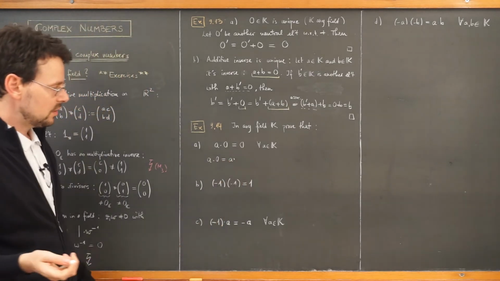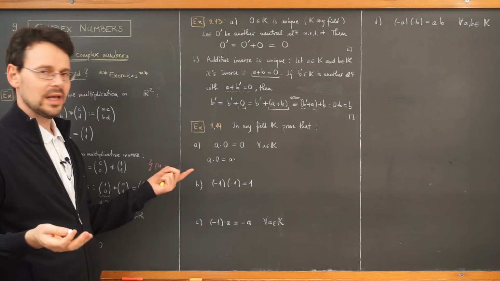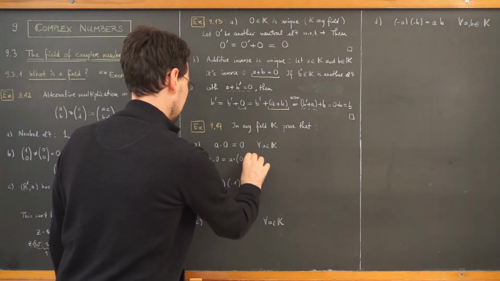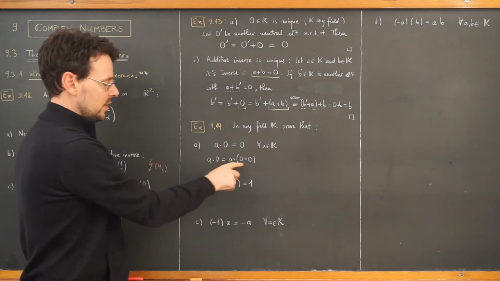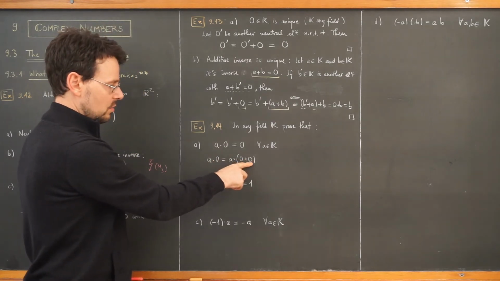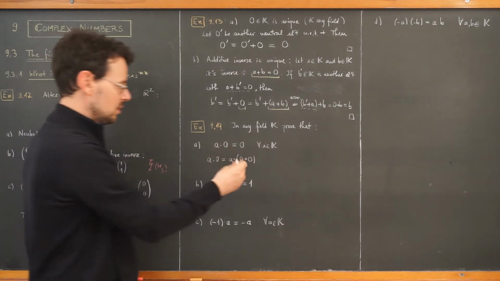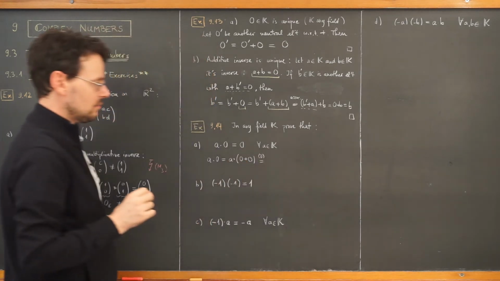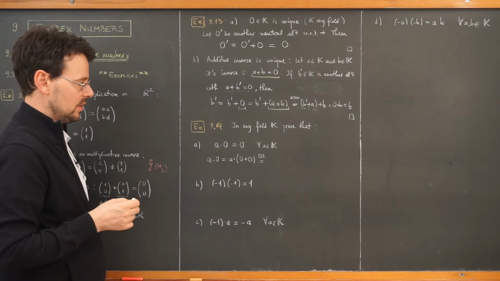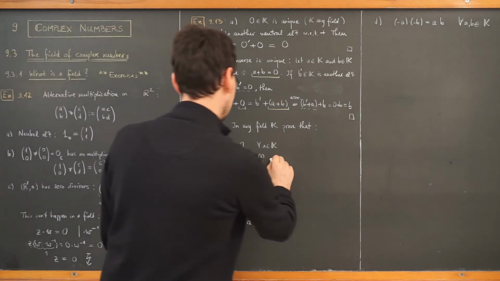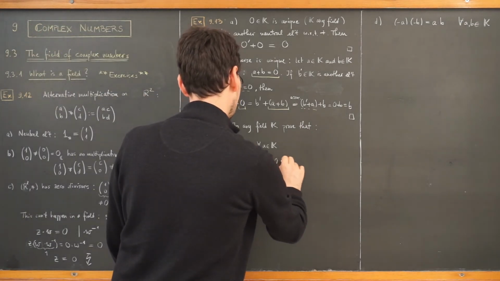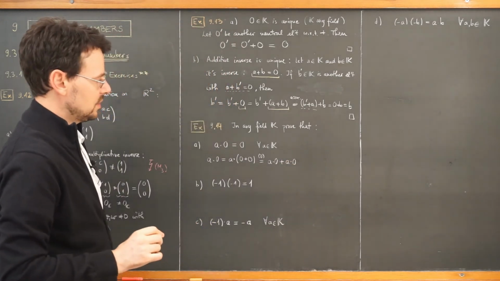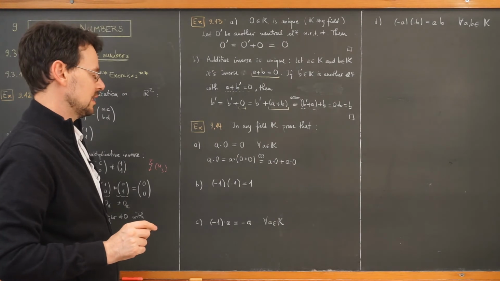And of course we need to use that 0 is the neutral element of addition. We do it like that. We write 0 as 0 plus 0, neutral element of addition. And now comes the distributive law, or axiom, however you wish to call it. This is the same as a times 0 plus a times 0.